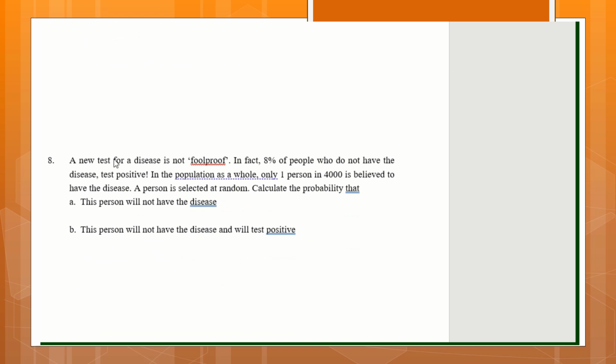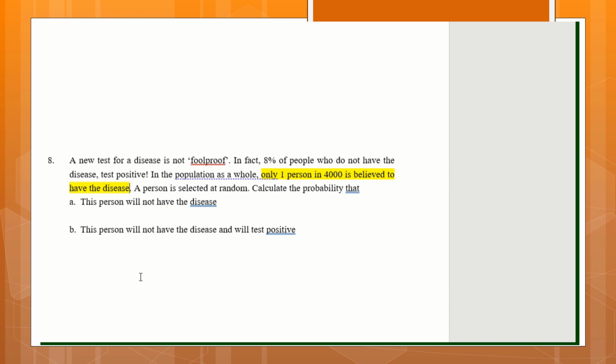Okay, number 8, a new test for disease is not foolproof. In fact, 8% of the people who do not have the disease test positive. In the population as a whole, 1 person in 4,000 is believed to have the disease. So this is similar to the example I did with you. Now I want you to read it on your own and try. So you have 1 out of 4,000. Highlight these kind of things. It starts with have the disease, don't have the disease. Have the disease, 1 out of 4,000. Don't have, 3,999 out of 4,000.